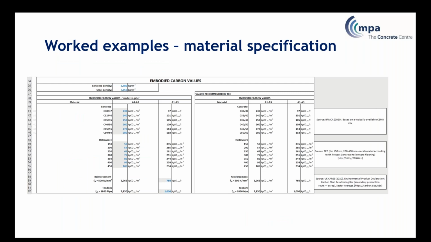In this final example, I'm considering how we can alter the material specification to reduce embodied carbon. Concept contains recommended values for the embodied carbon of different materials. For in-situ concrete, these are based on data from BRMCA and for a generally available CEM2 mix. For hollow core planks, the values are based on an EPD from British Precast, and for reinforcement, they are based on a UK CARES EPD. Although Concept contains recommended values, users are free to enter their own data based on EPDs and other sources of information.